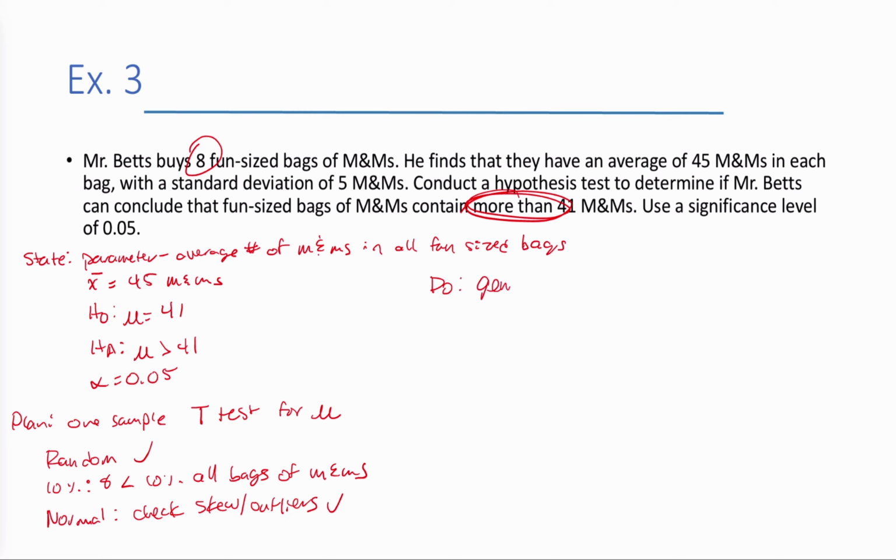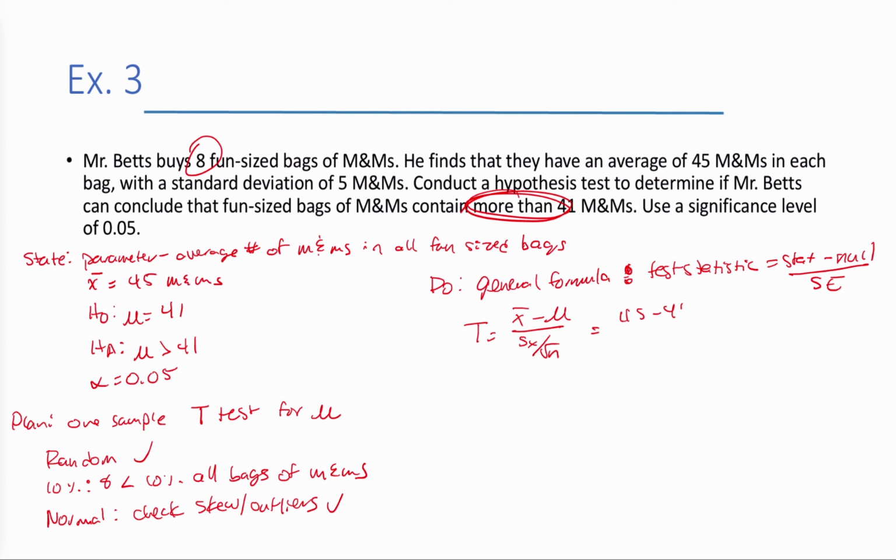Our general formula is the test statistic equals the statistic minus the null value over the standard error. For a mean, that's t equals x bar minus mu over sx over the square root of n. We plug our numbers in. That's going to be 45 minus 41 over 5 over the square root of 8. And that gets a t of 2.26.